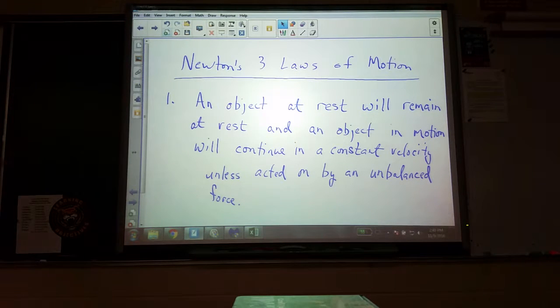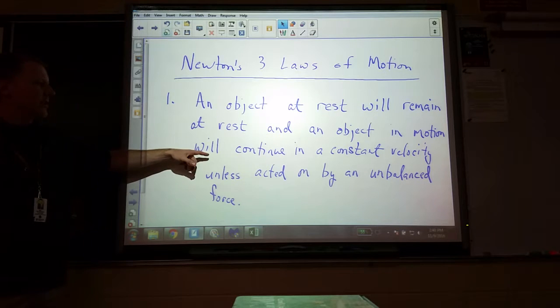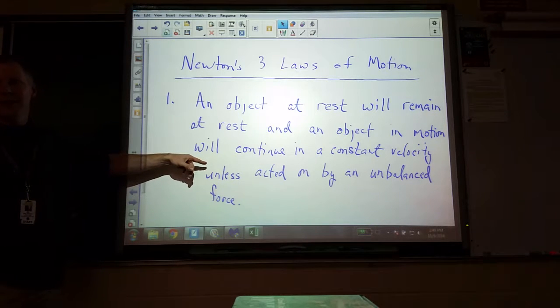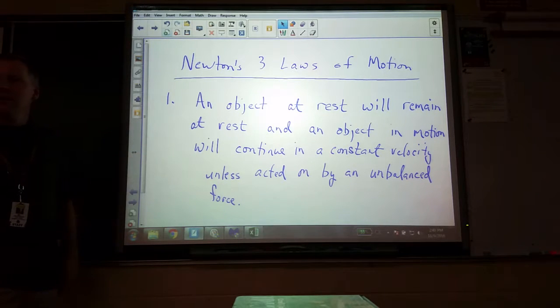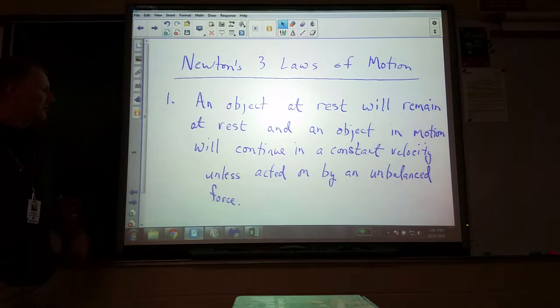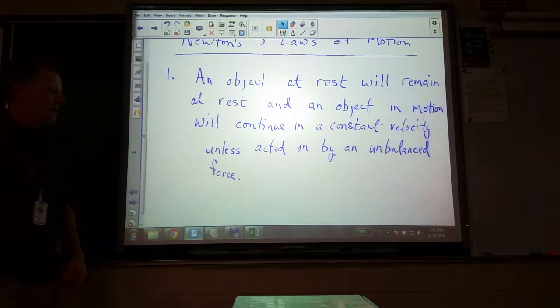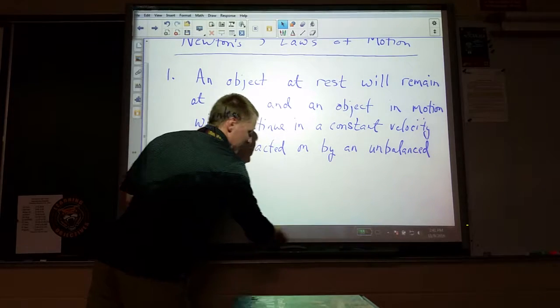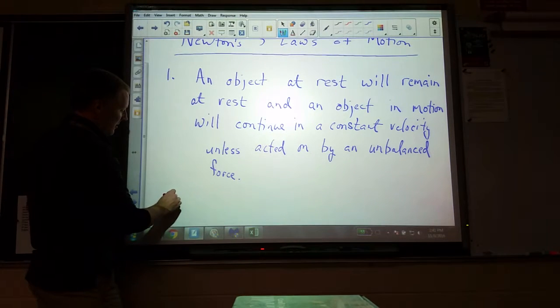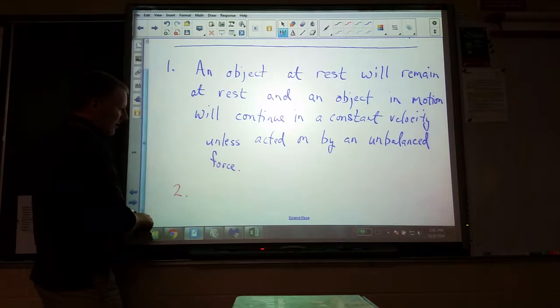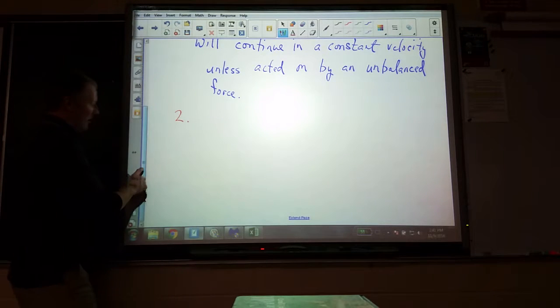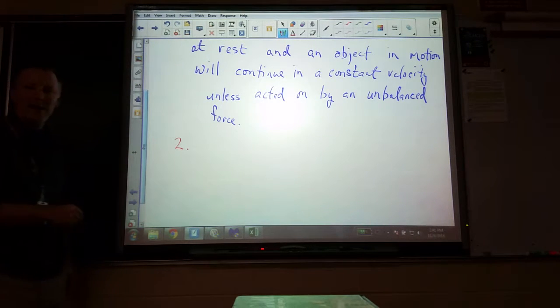So if we stay at rest or continue at a constant velocity, what do we lack? You lack acceleration. So an object won't accelerate unless there's an unbalanced force. Newton's second law puts some math along with that.